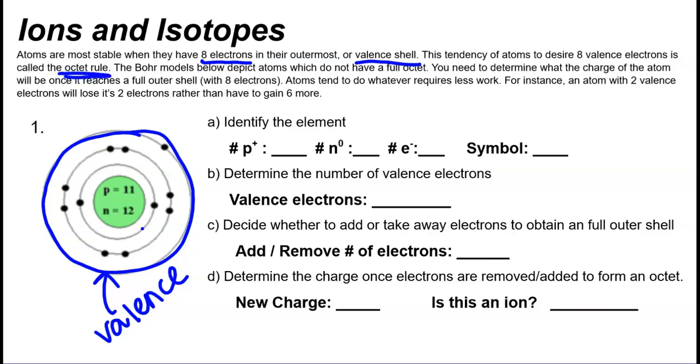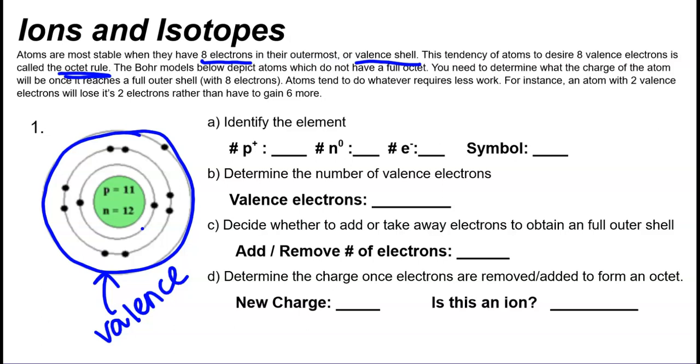The Bohr models below depict atoms which do not have a full octet. You need to determine what the charge of the atom will be once it reaches a full outer shell with 8 electrons. Atoms tend to do whatever requires less work. For instance, an atom with 2 valence electrons will lose its 2 electrons rather than have to gain 6 more. Okay. So this is what drives chemistry right here. This is what makes chemistry happen.